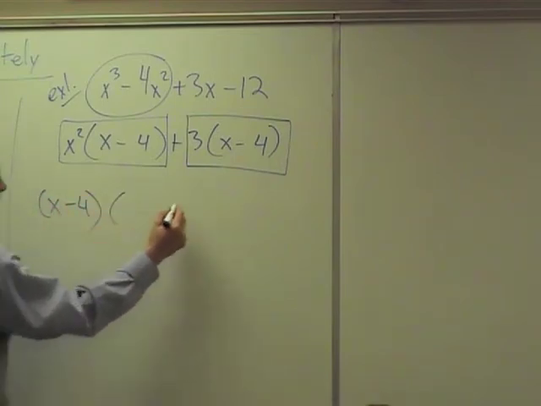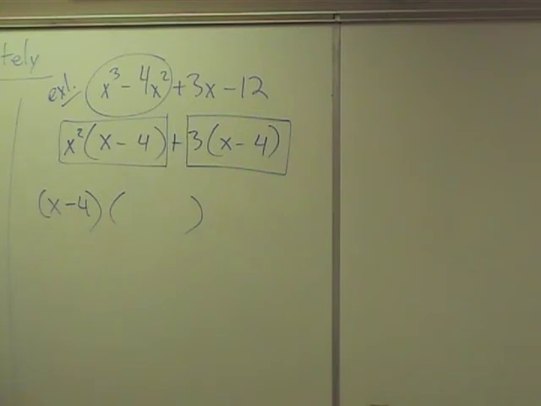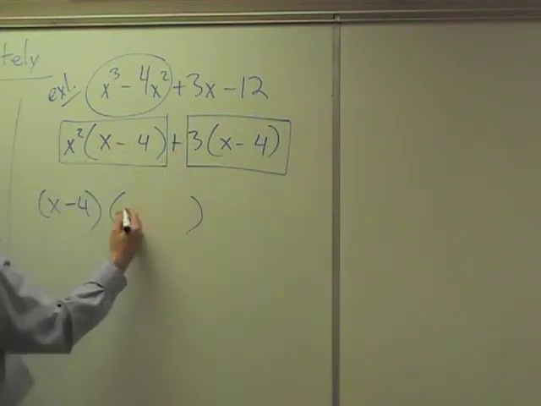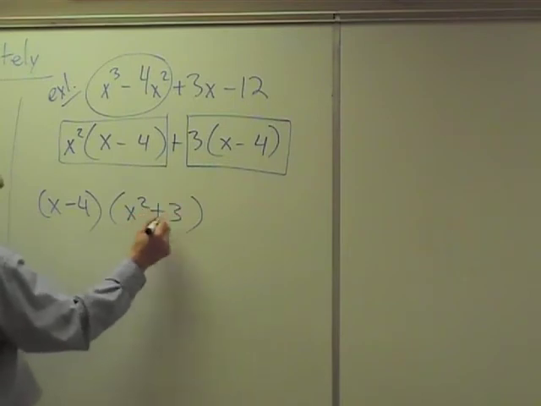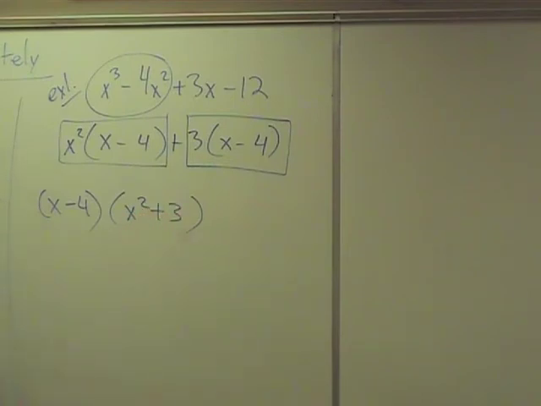Now, what's left once I factor those out? X squared plus 3. You just factored a 4-term polynomial. That's a lot easier. Wouldn't x minus 4 be squared? No. Because there's 2 of them? No.